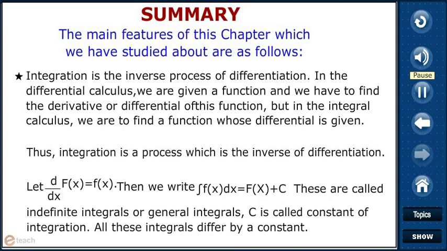Let d by dx of capital F(x) equals small f(x). Then we write integration of small f(x) dx equals capital F(x) plus c. These integrals are called indefinite integrals or general integrals. c is called the constant of integration. All these integrals differ by a constant.